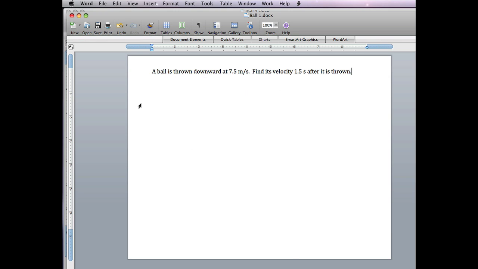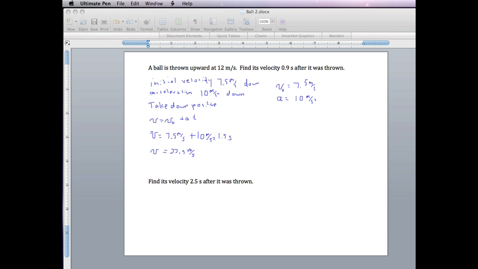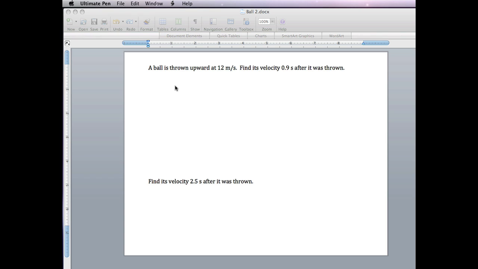Now let's look at an example where the ball was thrown upward. The ball is thrown upward at 12 meters per second. Find its velocity 0.9 seconds after it is thrown. The initial velocity is 12 meters per second.